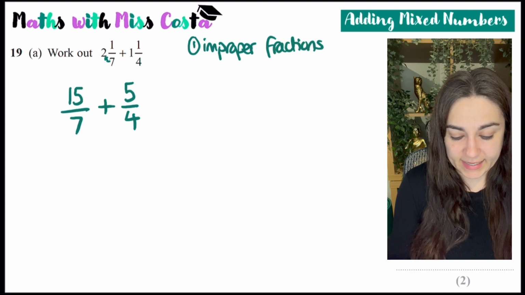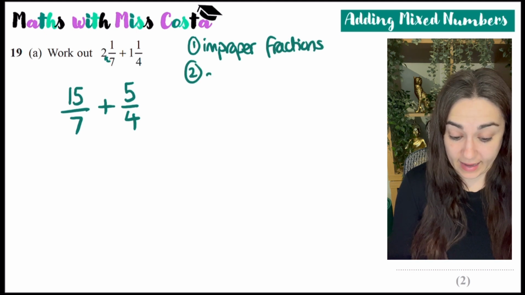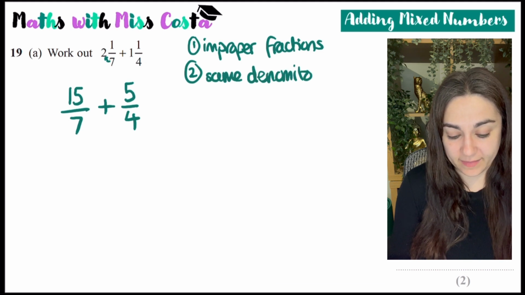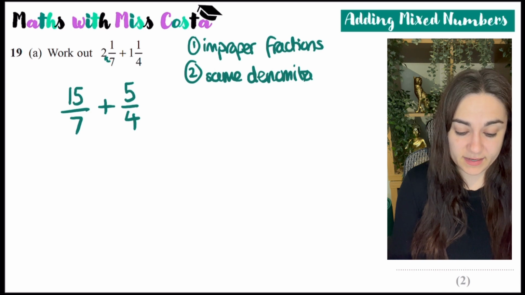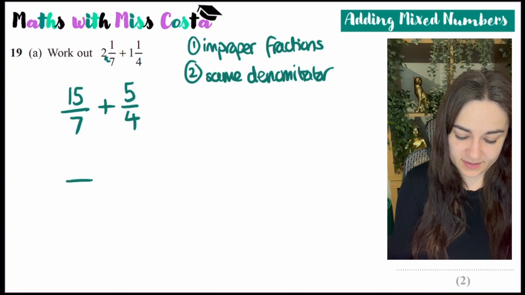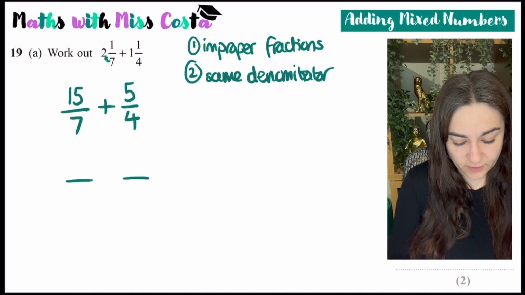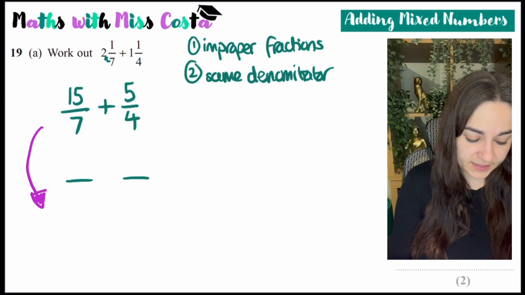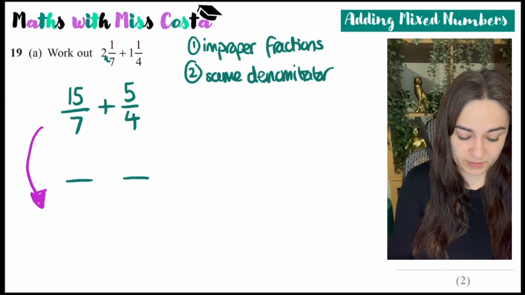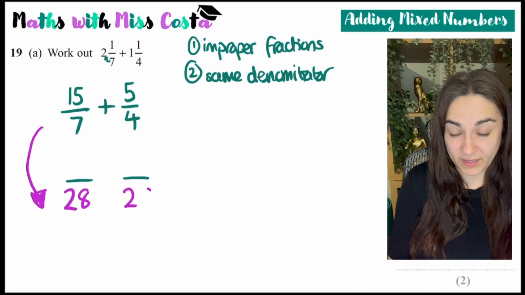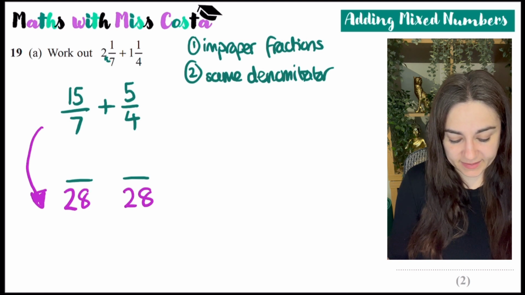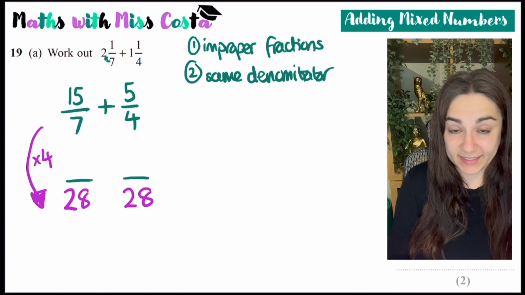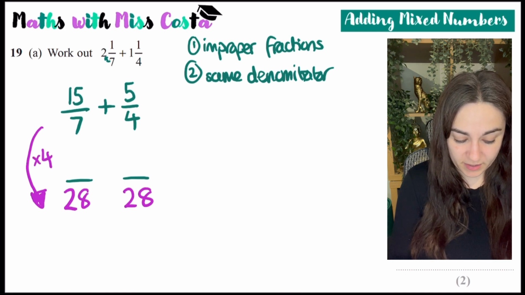Step 2 is, in order to add or subtract any fractions, they need to have the same denominator. You cannot add them or subtract them if they do not have the same denominator. So what I want to do is find the lowest common multiple, the lowest number they both multiply into. Sometimes it happens to be just multiplying the two numbers. So 7 times 4 is 28. And that's an easy enough thing for us to work with. So I think to myself, what have I multiplied 7 by to get to 28? I've multiplied it by 4.